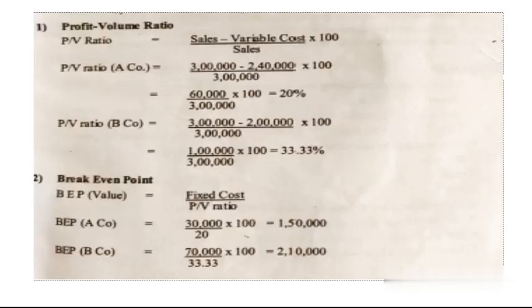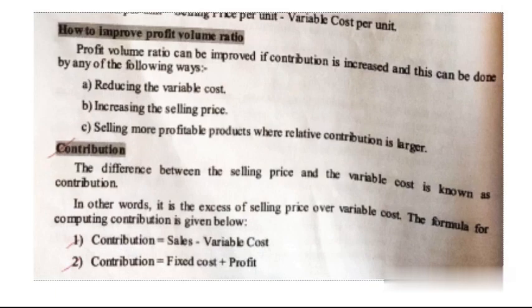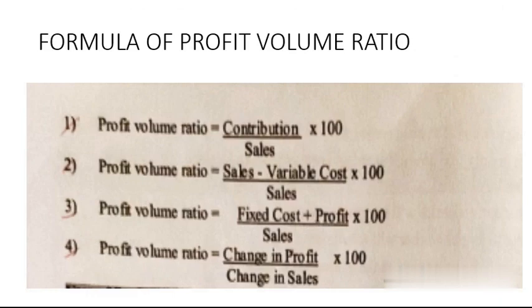So now the first one is profit volume ratio. As we have discussed, the formula for profit volume ratio is contribution divided by sales. So these are the 4 formulas. So among these, which are we going to use?